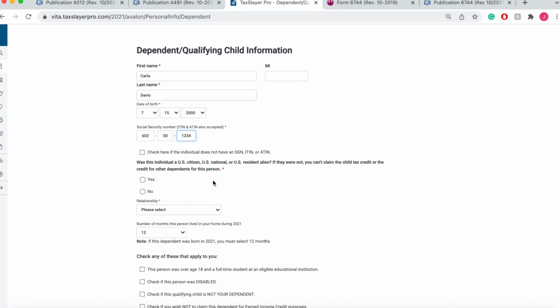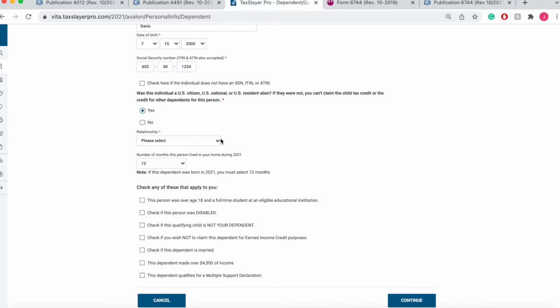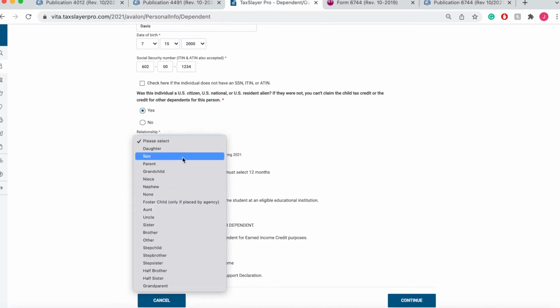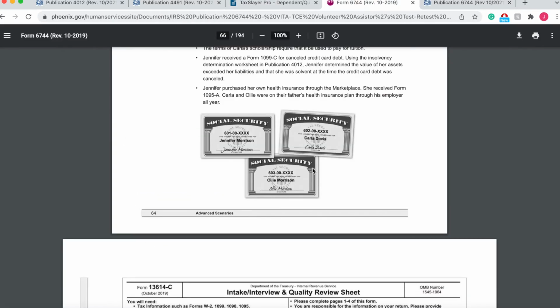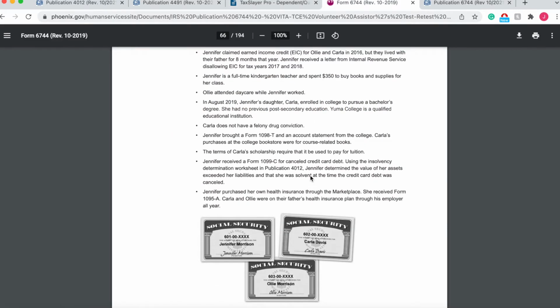So no, we don't have to check that. Was this individual a U.S. citizen, U.S. national or resident alien? Yes, they were U.S. citizens. Relationship here for Carla, that is her daughter. Yes.